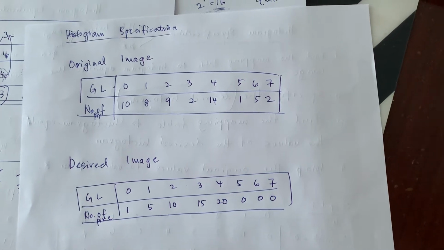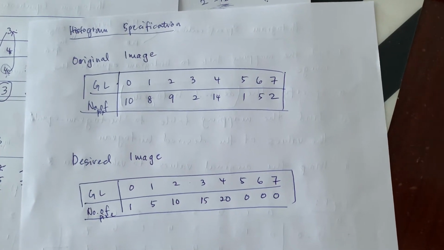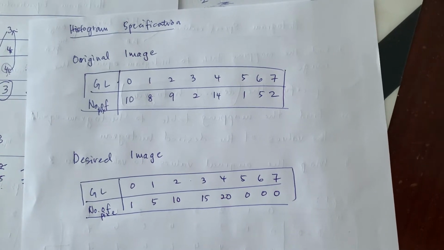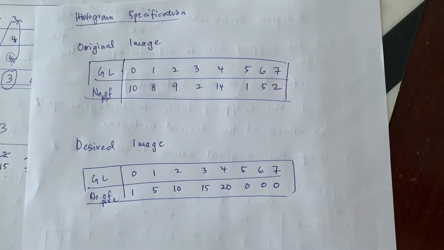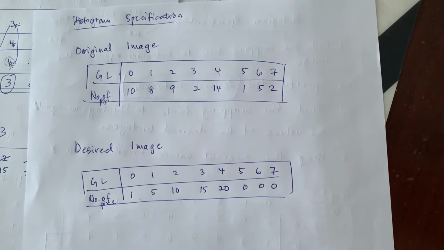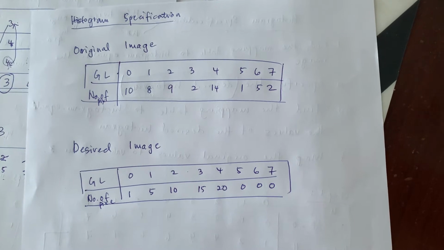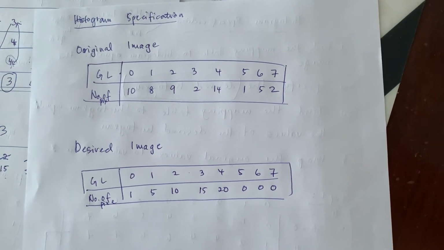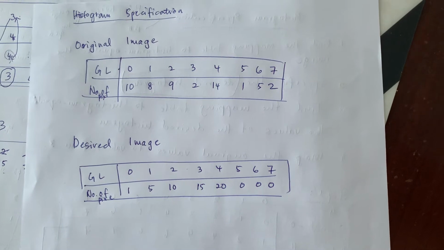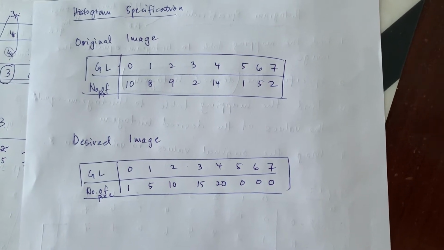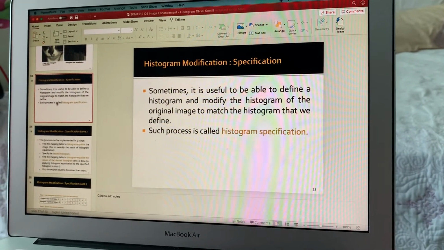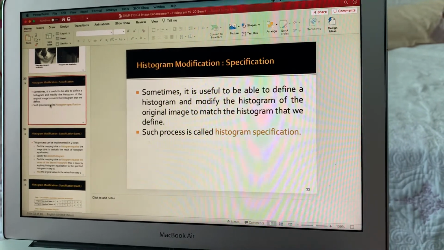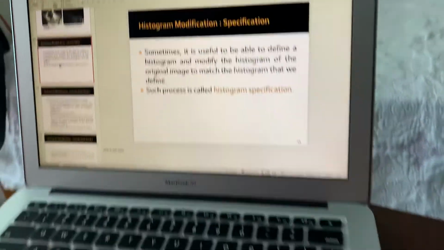Okay, histogram modification, specification. This is another technique of image enhancement where you do the specification. Sometimes it is useful to be able to define a histogram and modify the histogram of the original image to match the histogram that we define. Such a process is called histogram specification.